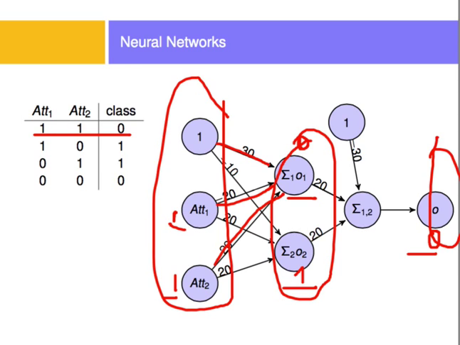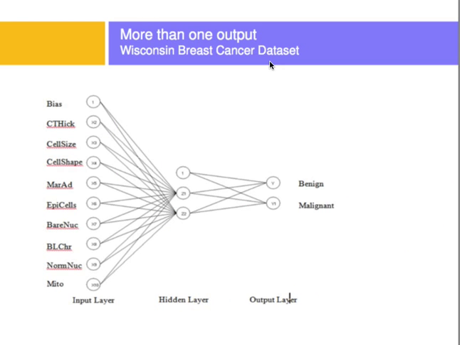Okay, so let's see some applications. For example, there's a data set about Wisconsin breast cancer, predicting not only whether but how likely the tumors are benign or malignant. This is the input layer.